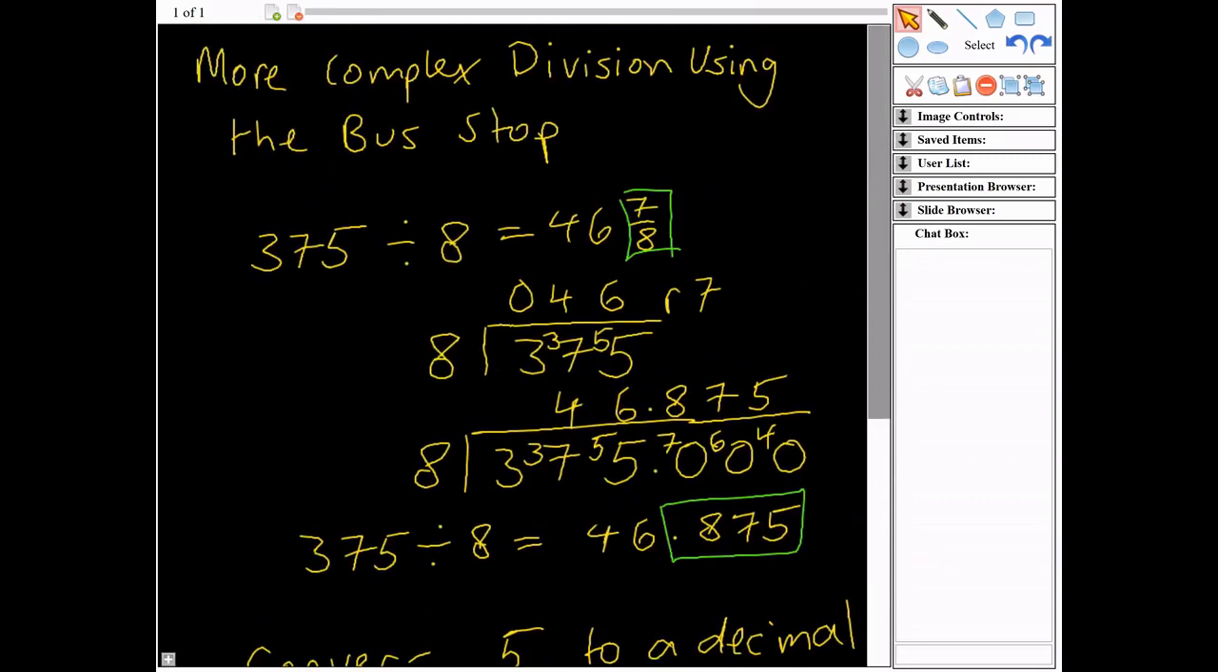All right, and then if you get an answer that doesn't go in exactly, instead of just leaving it with the remainder, you can either write it as a fraction, or you can do it as a decimal like I just showed you.